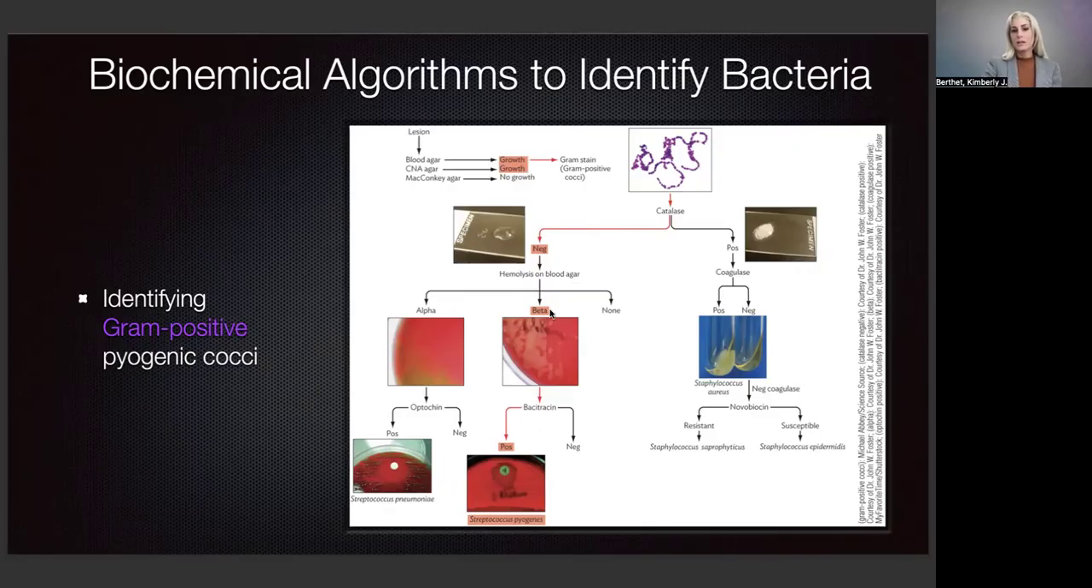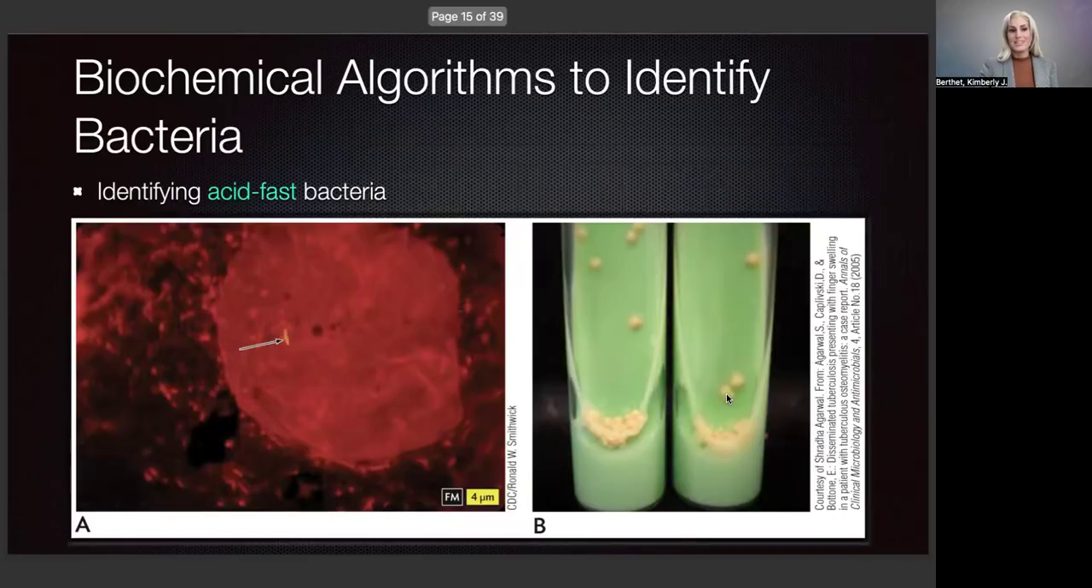So if you were given these terms, you'd be able to follow it down. So for example, if I said it's catalase positive, coagulase positive, that would leave us with Staphylococcus aureus. We want to be able to work our way through these charts and be able to build these charts. Other microorganisms that are a little bit more difficult to identify could be acid-fast bacteria.